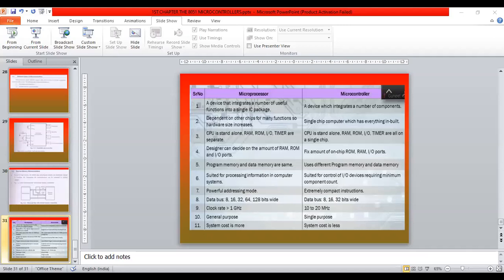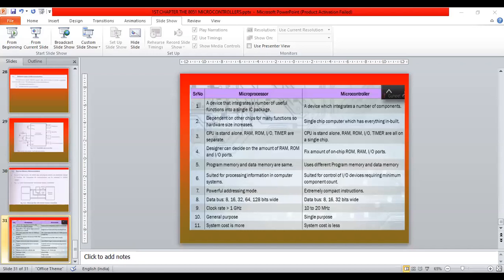As we know, design flexibility is always there in the case of a microprocessor, but design is much less flexible in the case of a microcontroller. Microprocessors are expensive and microcontrollers are cheap as compared to a microprocessor, because everything is on the chip.